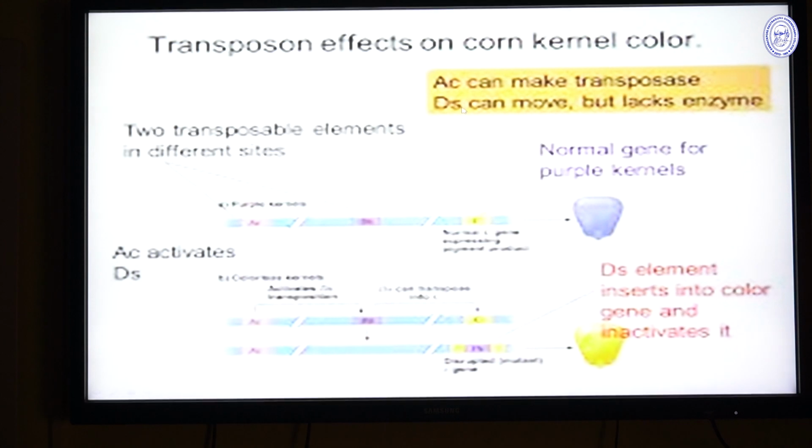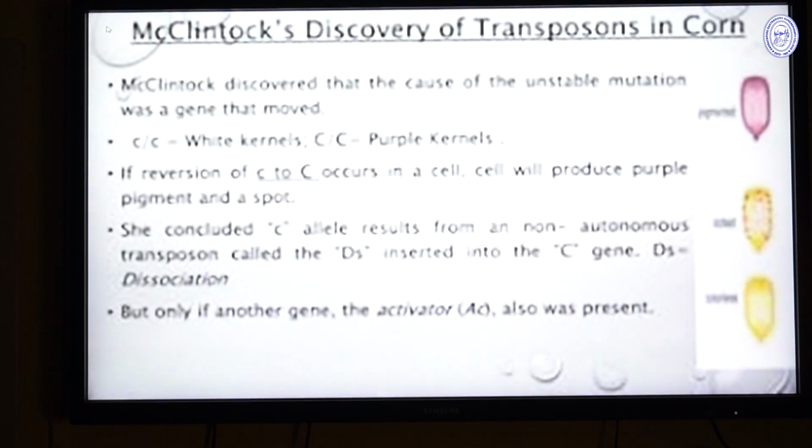Now, when this DS element was in the vicinity of the AC element, the AC element helped the DS element to transpose itself, and thus it came out of its original position and got inserted into the C gene. As a result of its insertion into the C gene, the C gene that was so long dominant and expressing a purple colored pigment got mutated. So there was a change in the coloration. But when the DS element wanted to transpose back into its original position, that means it tried to undergo a reversion.